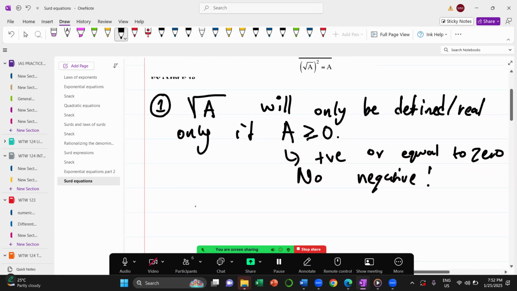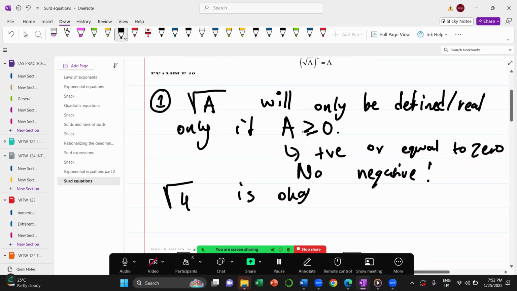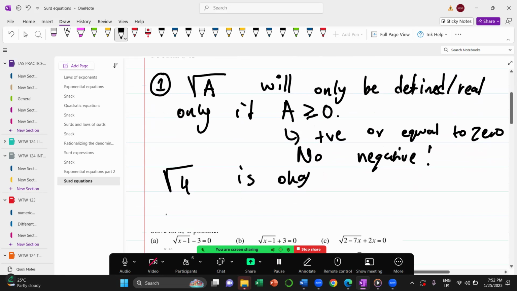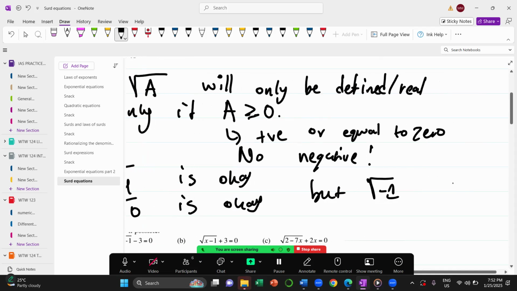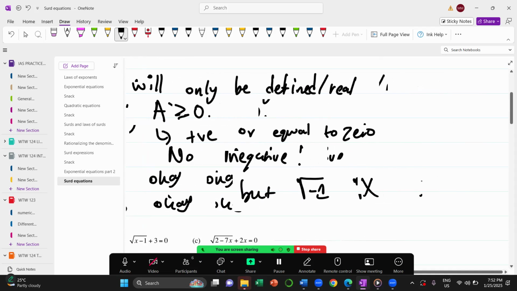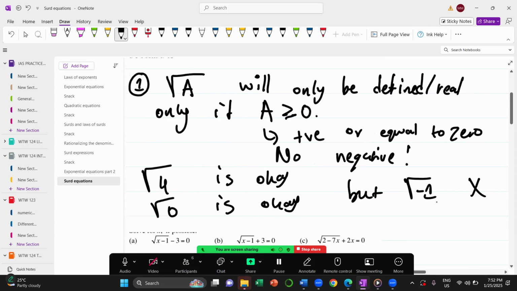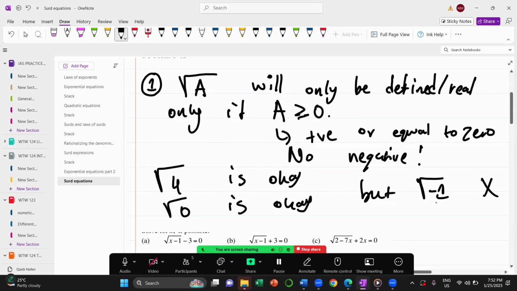So therefore, a square root of 4 is okay because 4 is a number that is greater than 0. It's positive. A square root of 0 is okay. But a square root of negative 1, this is not okay. A square root of negative 5, this is not okay. We do not deal with that at high school level.